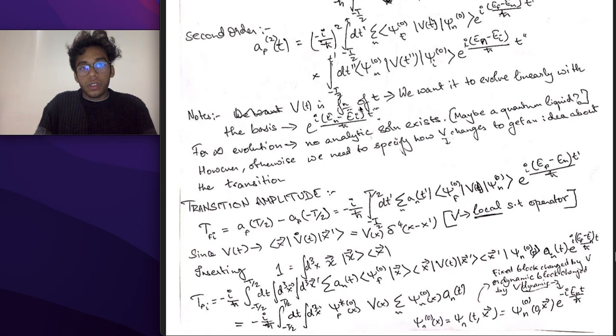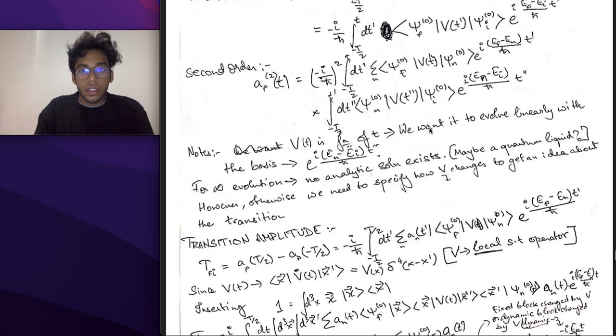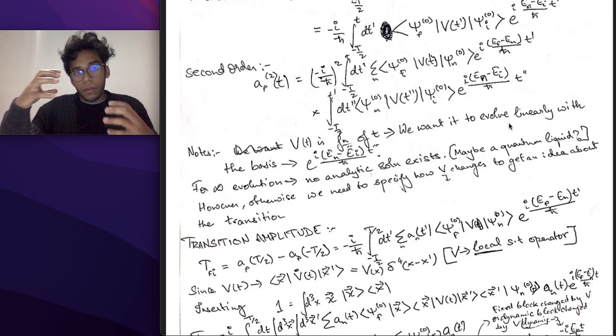Now you want this V of t. So this is something that I wanted to pay attention to. This V of t is evolving linearly with psi naught, right? For it to be more fitting, you say psi naught. So it is like your new evolving object.